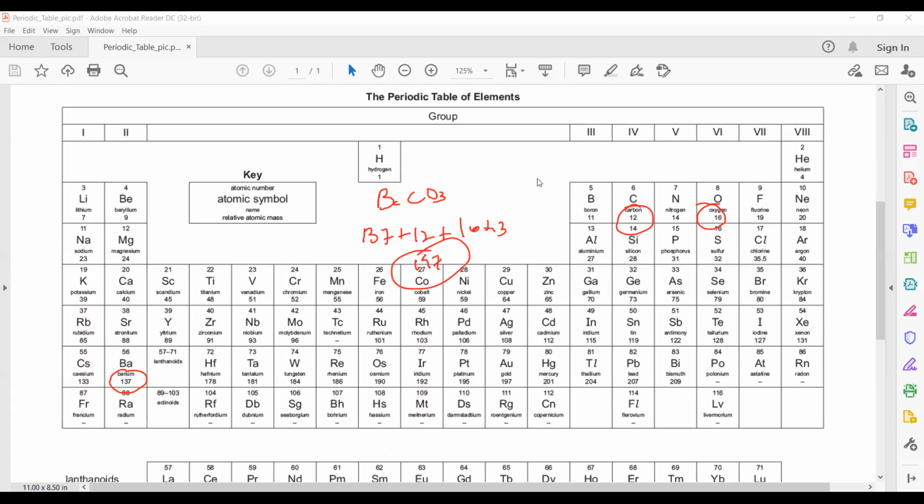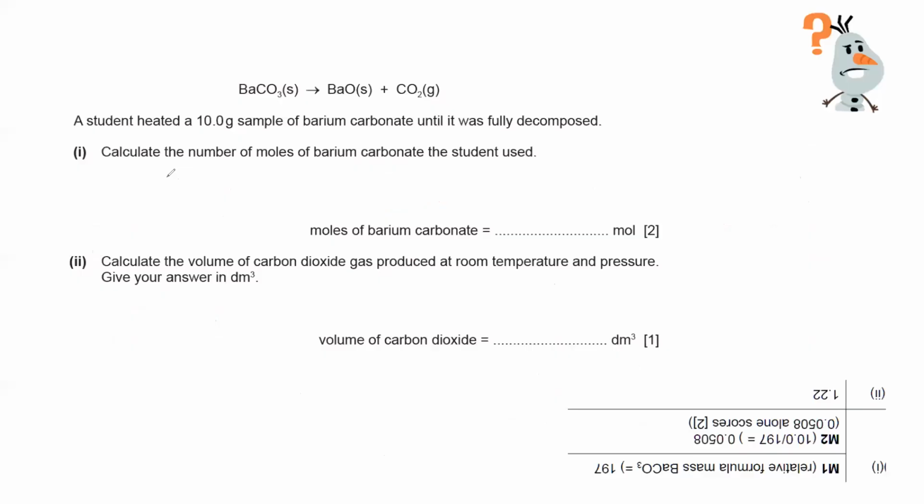So to get the moles, that is mass in gram divided by molar mass. Mass in gram is 10 and the molar mass we worked out by using the periodic table. So 10 divided by 197, that was 0.0508 moles. That is the first part.